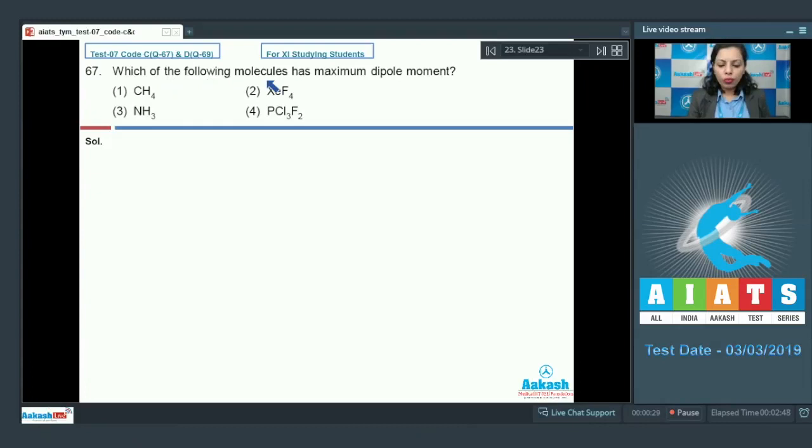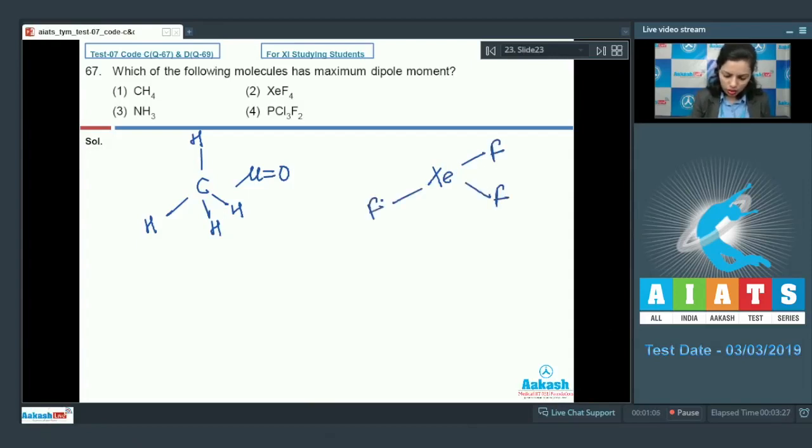Question number 67. Which of the following molecules has maximum dipole moment? We have different species given here. If I talk about CH4, CH4 has tetrahedral structure this way. And we know that dipole moment is a vector quantity. It depends on direction also. So in this case, the mu value becomes 0, because the bond dipole moments cancel out. Further, if I talk about XeF4, this is this type of structure, and in this case the direction of the dipole moments is in this way, and this results in mu value equal to 0.